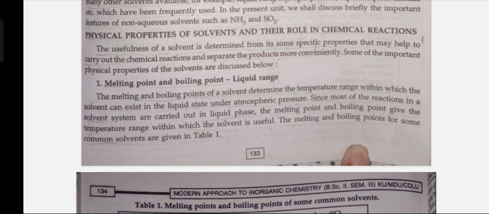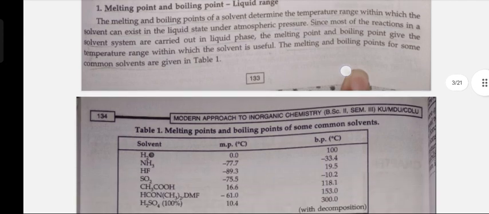First one is the melting point and boiling point, that is, the liquid range. The melting point and boiling point of a liquid determine the temperature range within which the solvent can exist in the liquid state under atmospheric pressure. Since most of the reactions in a solvent system are carried out in the liquid phase, the melting point and boiling point give the temperature range within which the solvent is useful. The melting point and boiling point for some common solvents are given in the table.